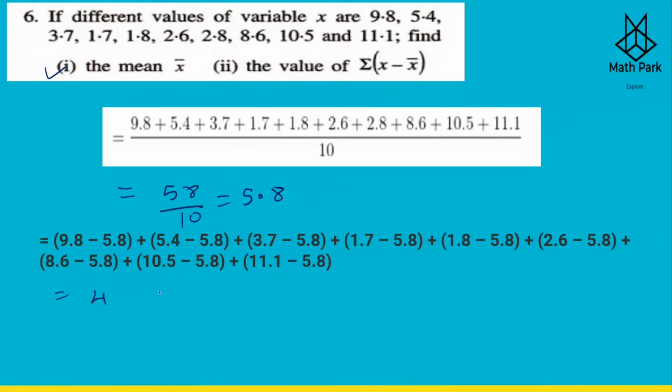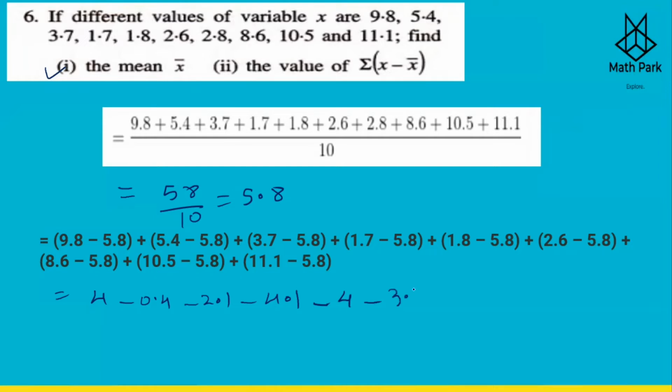5.4 minus 5.8, we get minus 0.4. 3.7 minus 5.8, we get minus 2.1. 1.7 minus 5.8, we get minus 4.1. 1.8 minus 5.8, we get minus 4. And 2.6 minus 5.8, we get minus 3.2.